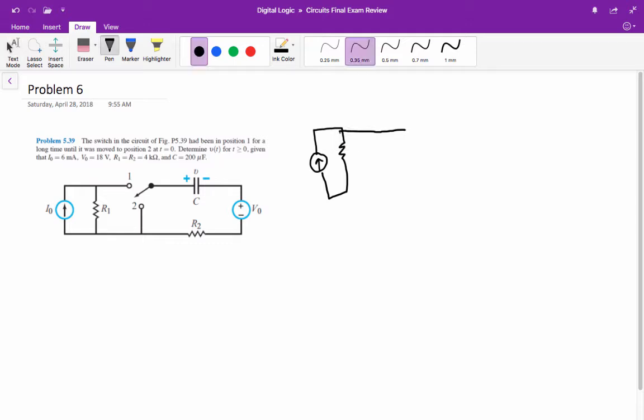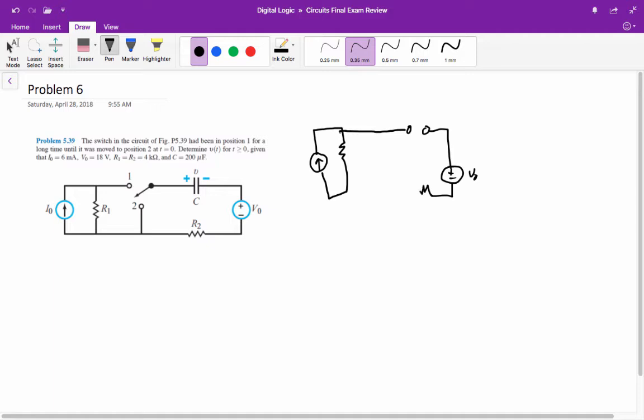Okay, there we go. It had been in position 1 for a long time, so that means our capacitor is acting like an open circuit. And we do have our voltage source, and we have a resistor here, and we have that, which isn't doing anything. So I0 is 6 milliamps, and R1 equals R2 is 4 kiloohms. And the capacitor has 200 microfarads, but we're not using it right now.